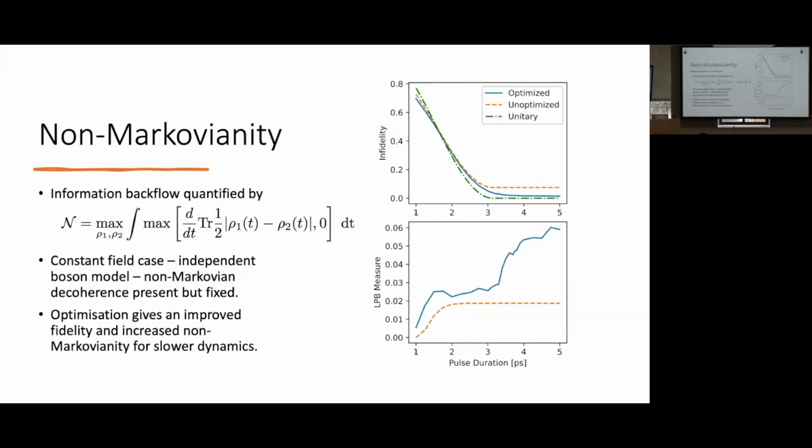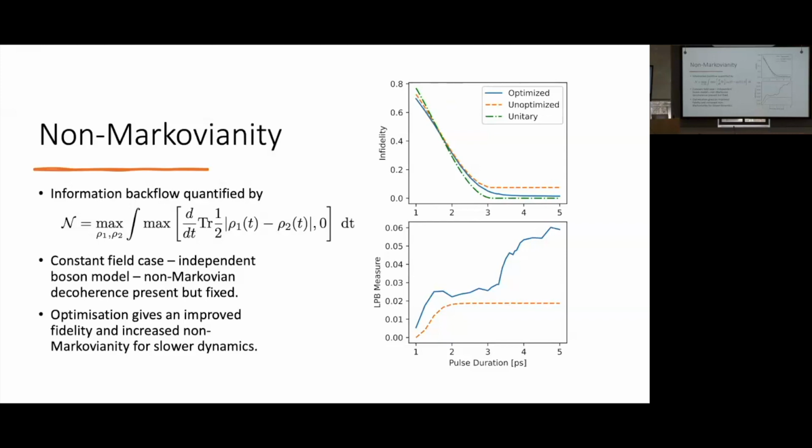So here is that non-Markovianity as a function of pulse duration. Of course, it's 0 at 0. This is the unoptimized case, and there is some. Again, it's not Markovian dynamics. There is a bit of information backflow in the formation of a polaron.